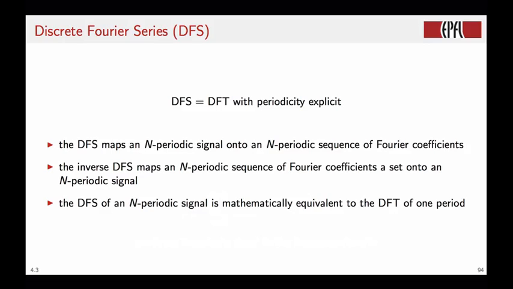Now, when we talk explicitly about the periodicity of the Fourier transform, we prefer to use the term discrete Fourier series, or DFS for short. So the DFS is just a DFT with the periodicity explicit. The DFS maps an N-periodic signal onto an N-periodic sequence of Fourier coefficients. And the inverse DFS maps an N-periodic sequence of Fourier coefficients onto an N-periodic signal. But mathematically the two are the same. It's just a conceptual difference.